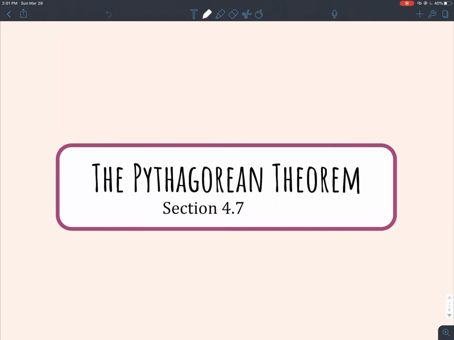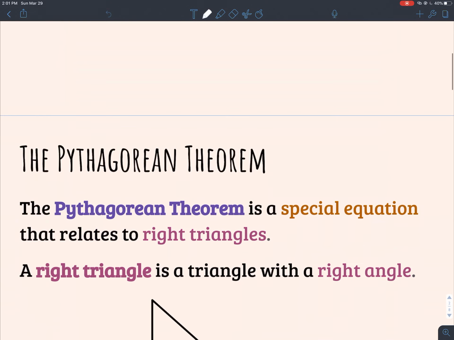As mentioned last week, today we are going to be looking at the Pythagorean Theorem, which I think multiple of you have seen in 8th grade, but we're going to review it again today, and this is section 4.7 of our curriculum. So let's jump into it.